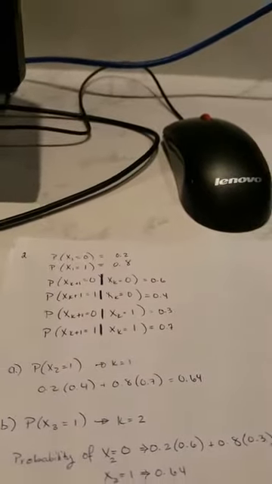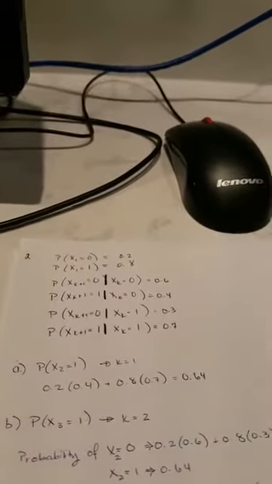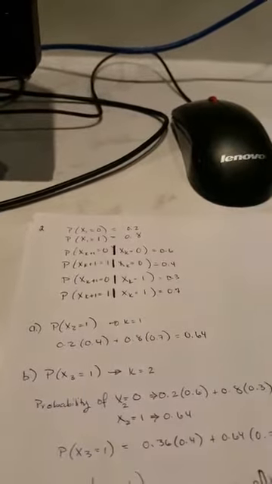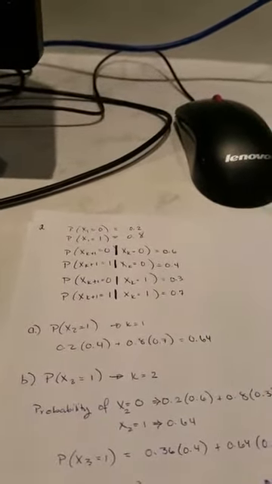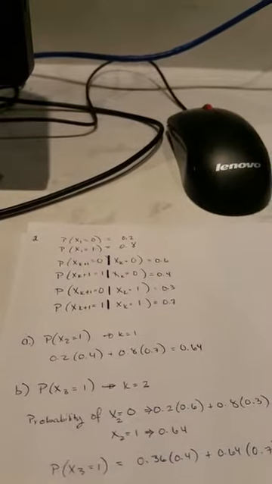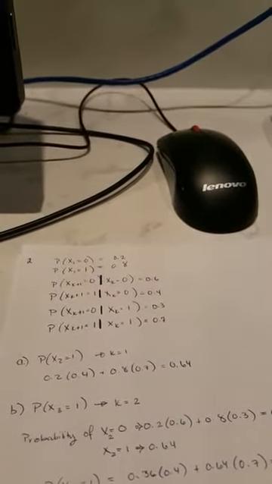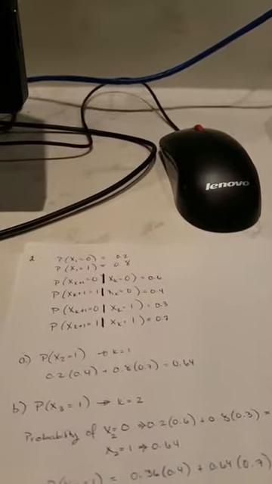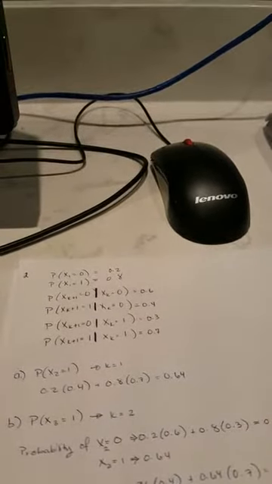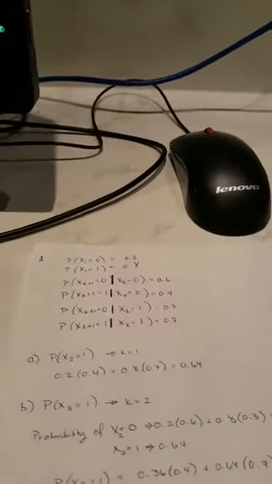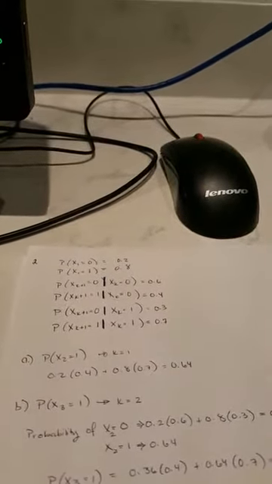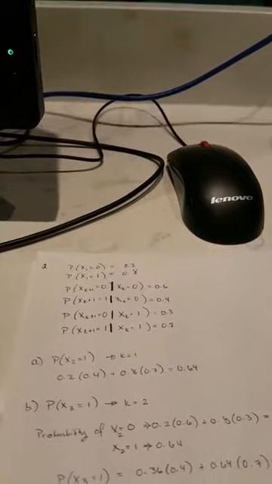Pretty straightforward. So with B, we have x3 equals 1. From here we know that k is equal to 2. This is a little bit more difficult because we are only given definite probabilities of x1. So we have to find the associated probabilities of x2, and that is what you see down here.